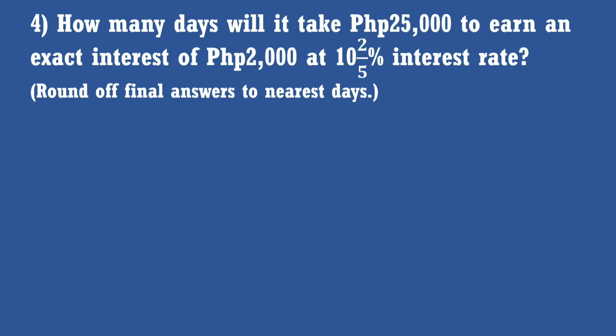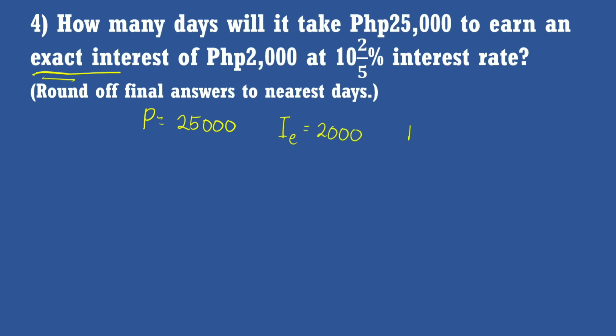Number 4, again, how many days? So, we are asked here of the number of days again. And then, let us identify what are the given. Principal is 25,000 pesos. Now, this time, we are given exact interest. Exact. So, that would be related to a time which is divided by 365. So, the exact interest is 2,000 pesos.